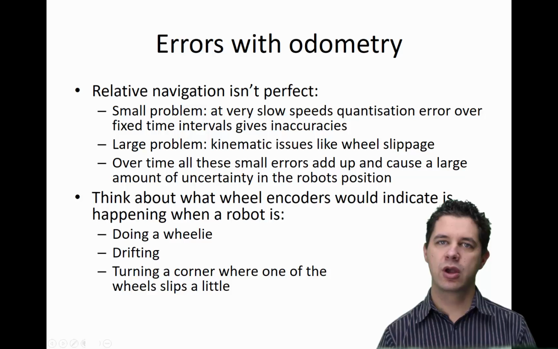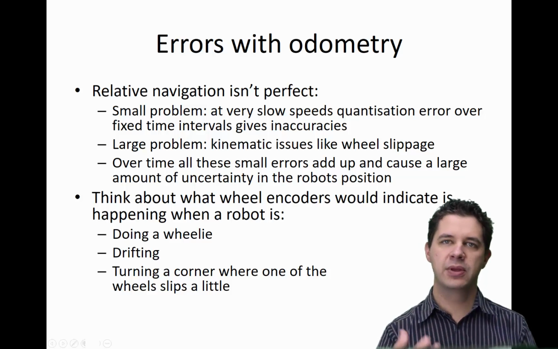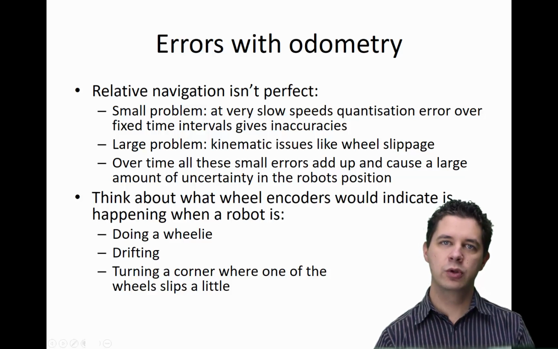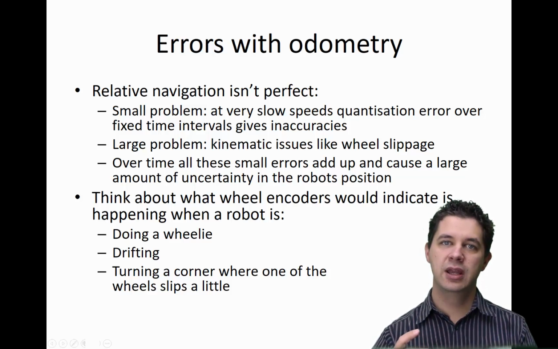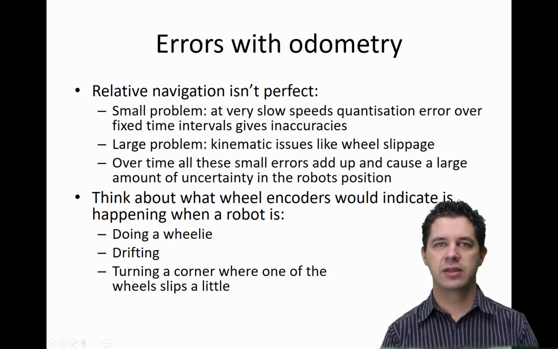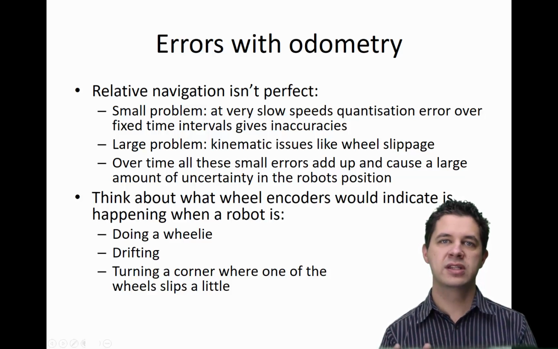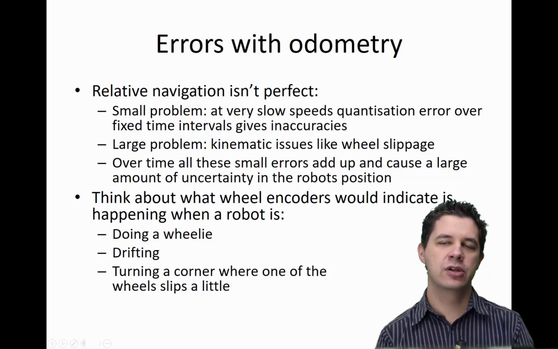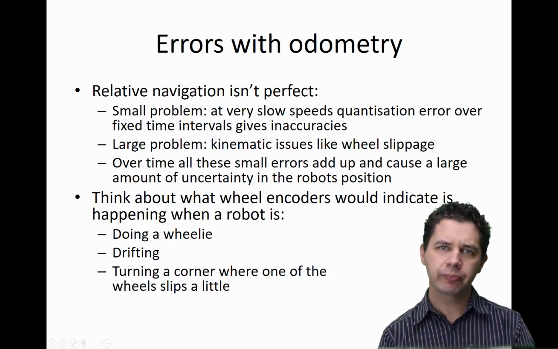But the larger problem is issues that occur due to kinematic issues like wheel slippage. So if wheel slippage occurs due to a bump in the road, or some uneven road surface, some wet road surface where it slips, well, the encoder thinks the wheel's moved a certain amount, but it actually hasn't moved the robot that amount. And so these inaccuracies with kinematics are what we call, and we'll talk about them later on, non-systematic errors. They add up, and although they might be small errors, they add up over time and cause a large amount of uncertainty about where the robot actually is.